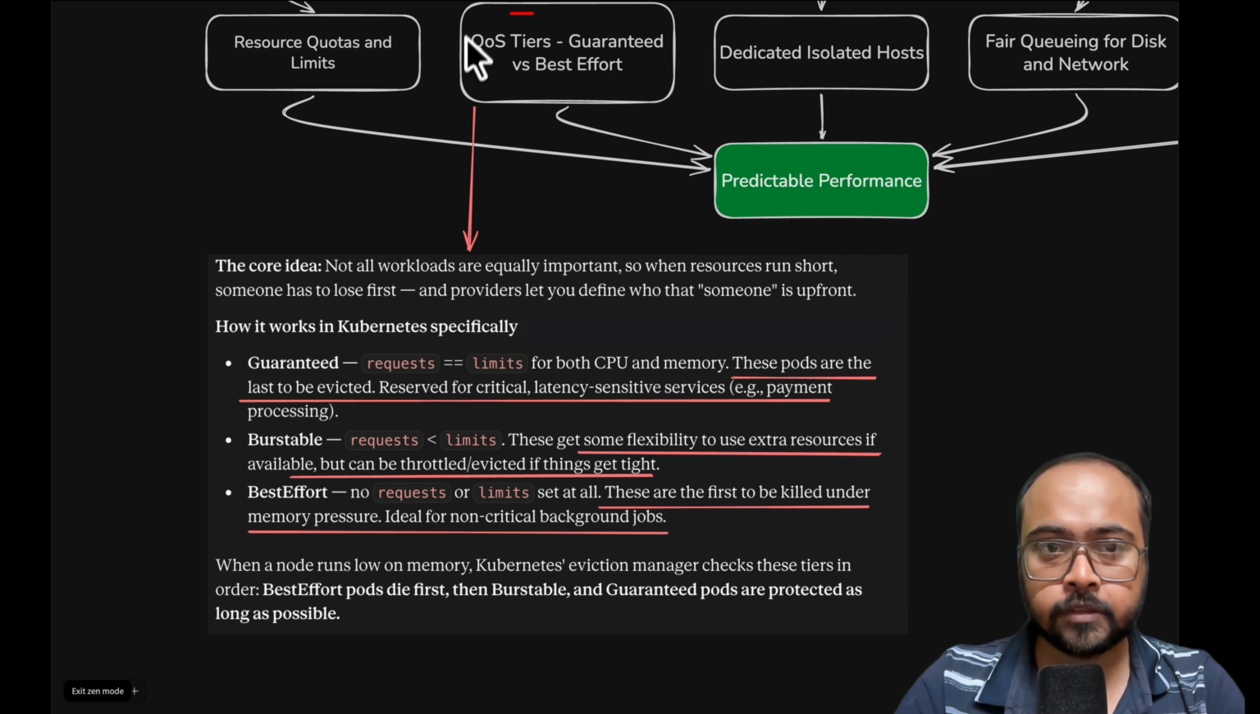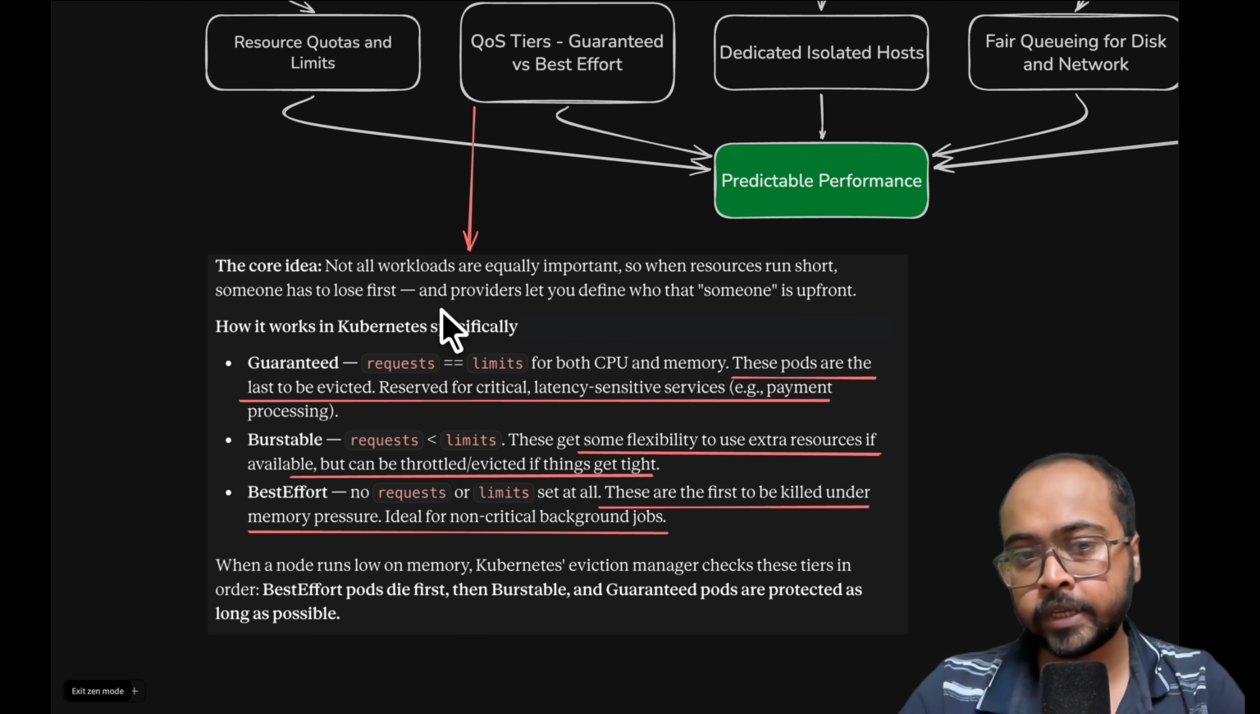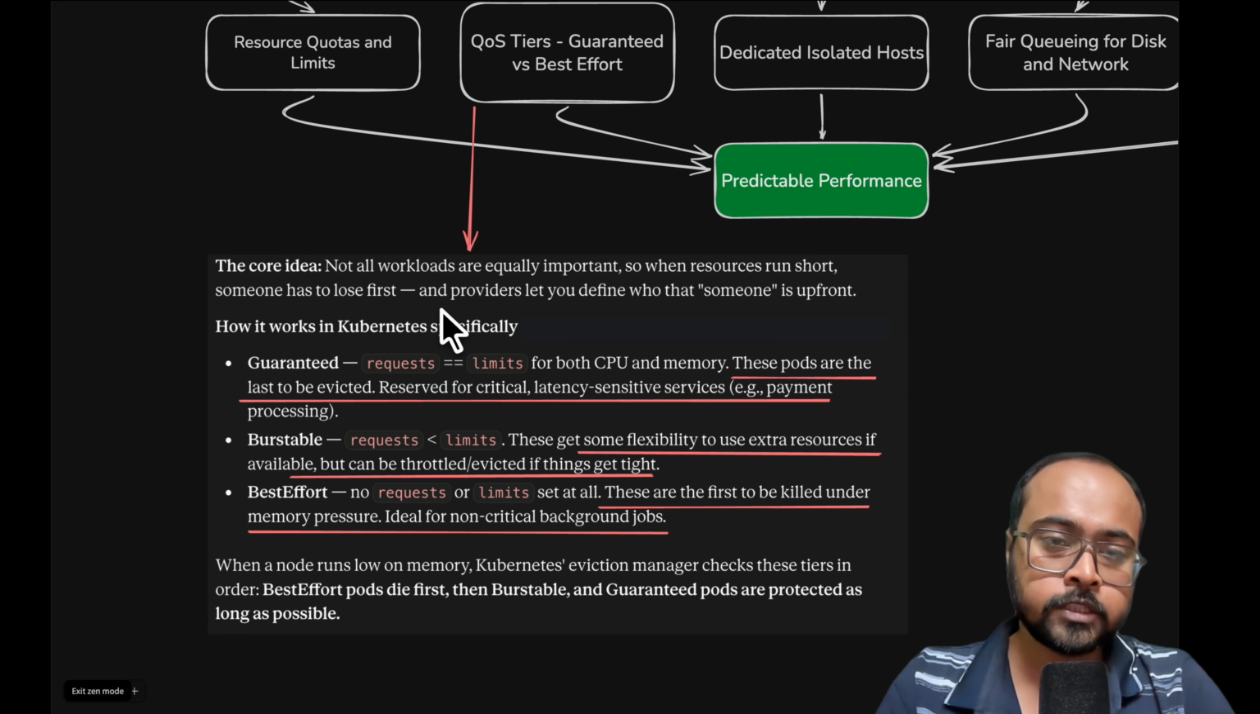Now, another mechanism they have in place is known as quality of service tiers. The idea is that not all workloads are equally important, right? If the resources run short, then someone has to lose first, and the provider lets you define who that someone is, whom we can sacrifice. So here the idea is that you have lots of services. Some of the services are essential and critical. You cannot afford for them to go down. For example, the payment service.